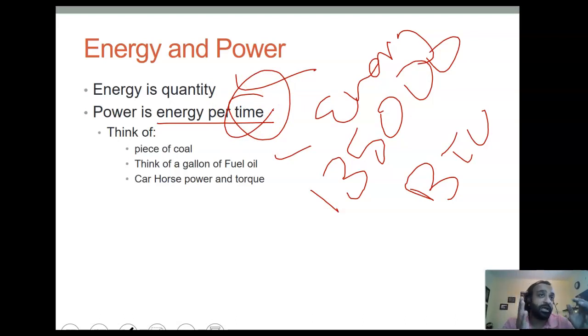I like the car example. I usually use this: imagine that you have a Toyota Corolla, 4 cylinders, and you have a Lamborghini, for example. They use the same fuel. The gasoline you buy is the same. But the Corolla will do 40 miles per gallon, and the Lamborghini will do 10 miles per gallon. So which one has more power? They all have the same energy. Let's say they both have the same 15-gallon tank. You get the same energy. The power, of course, the Lamborghini has more power.